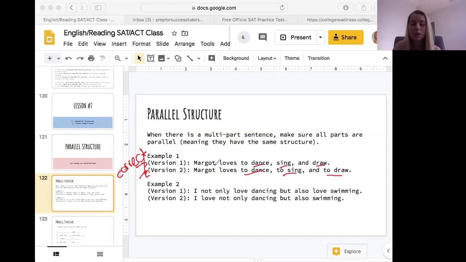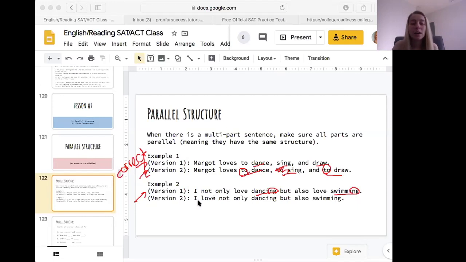Something that would be incorrect though is if I said Margot loves to dance, sing, and to draw. Notice how that wouldn't work, because this has a to, this has a to, but this portion doesn't have a to. Either I need a to in all portions of the sentence or only one portion. Same with example 2. If I have something like, I not only love dancing, but also love swimming, notice the good thing is we have love dancing, which is an ing, and love swimming, which is also an ing. So that's perfect because we have the same structure in both portions of the sentence.